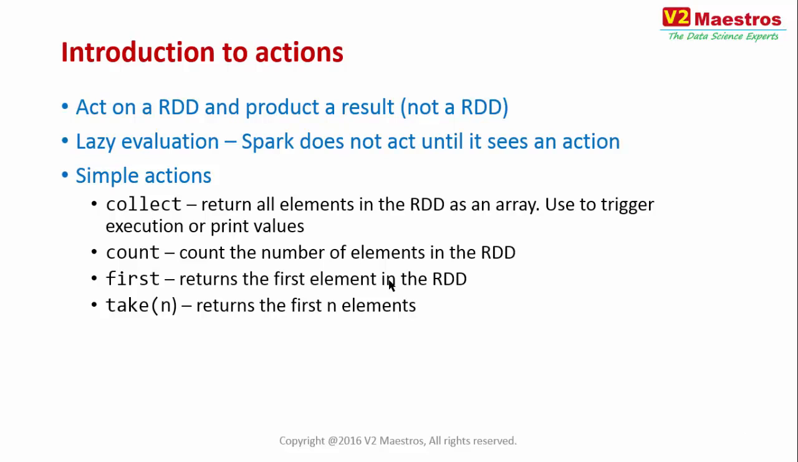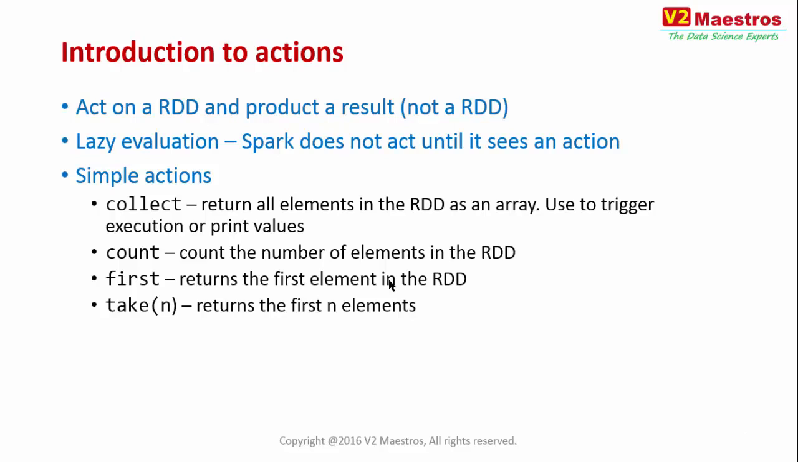Simple actions that you would typically have in Spark are actions like collect. Collect basically will print the contents of the RDD to your standard output. It just returns all elements of an array. You can either use collect to print to the standard output, or you can use it to put it on another RDD or another collection or something like that.